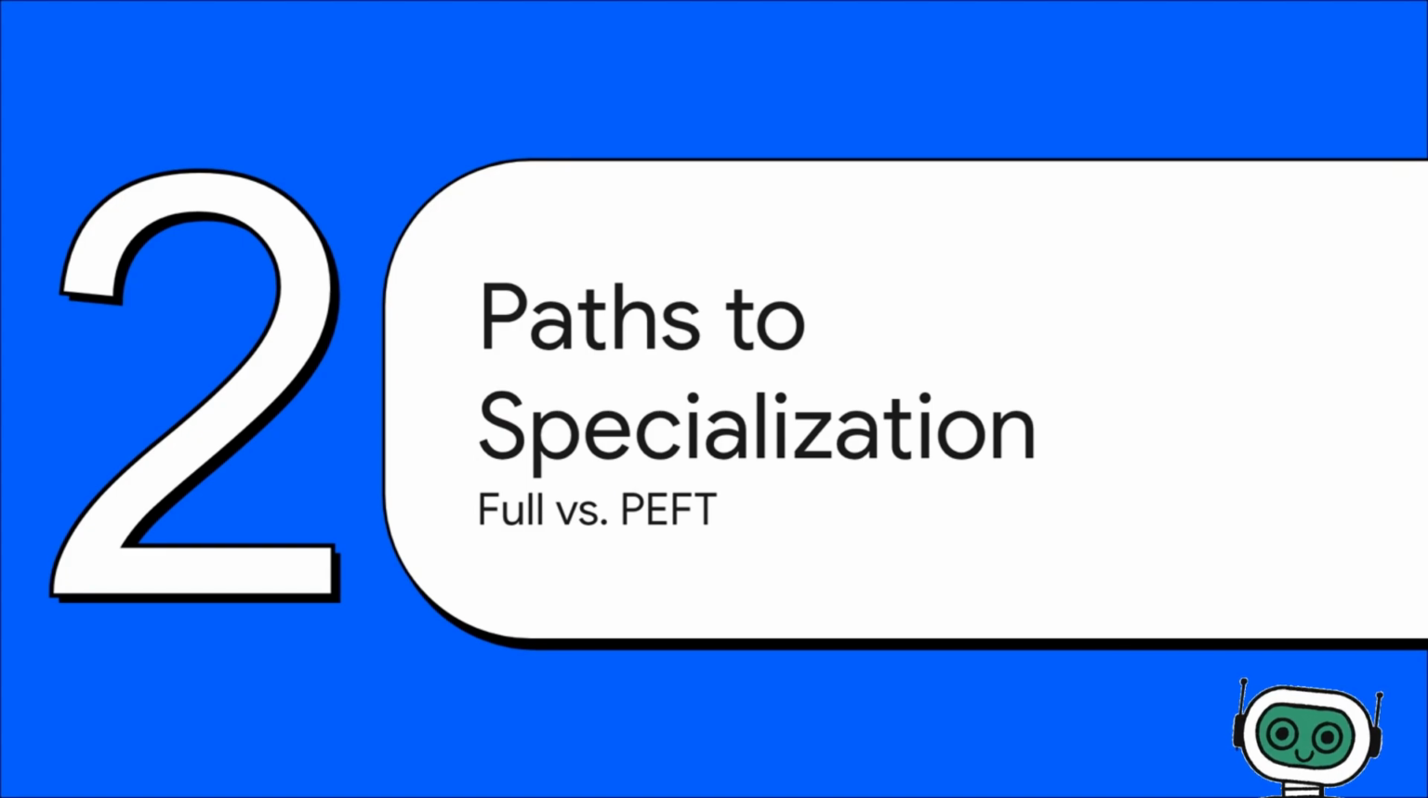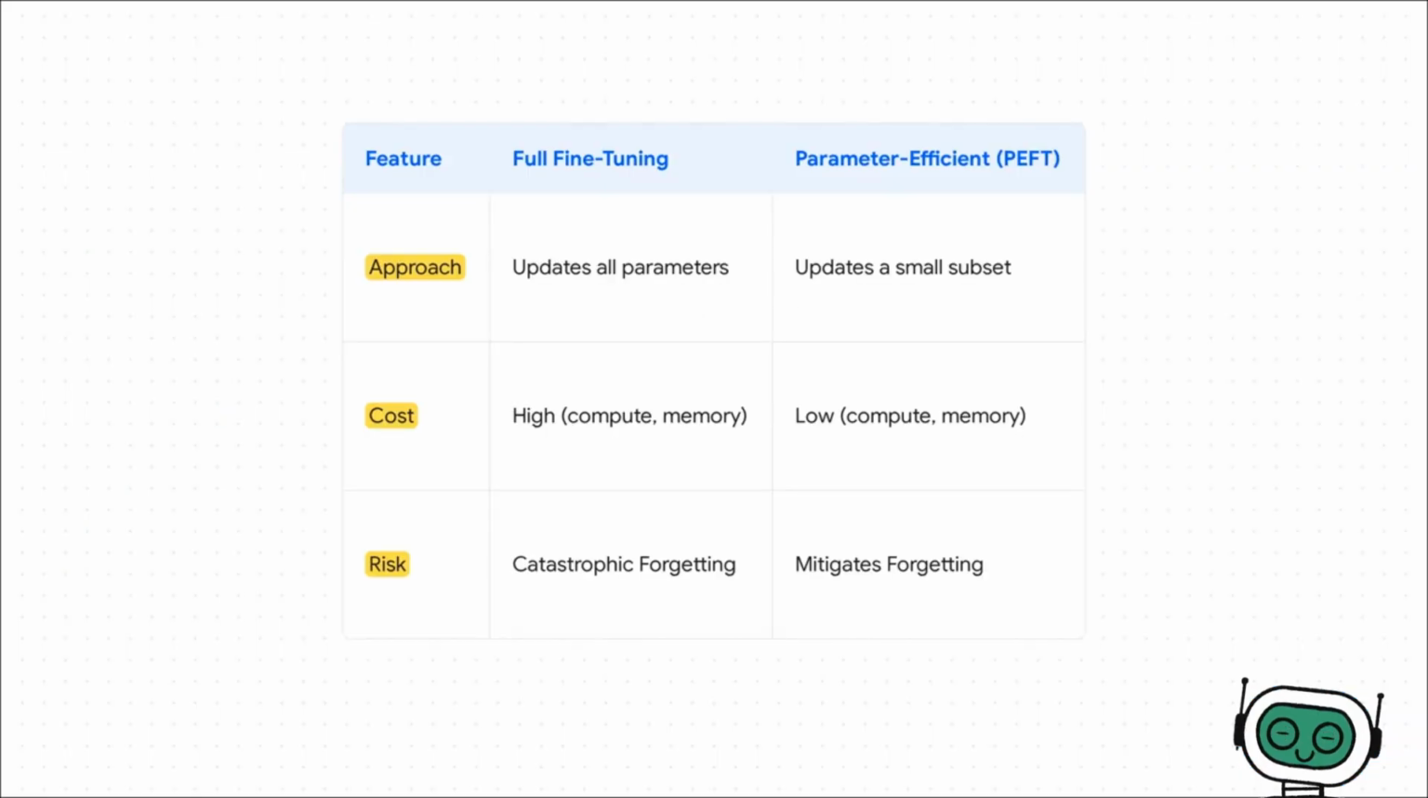So how does this continued training actually work under the hood? Well, there are two main paths you can take to create that specialist. The first path is full fine-tuning. This is the brute force approach. You retrain every single parameter in the model on the new data. It works, but it's computationally expensive, and it risks something called catastrophic forgetting, where the model gets so good at the new task, say analyzing legal documents, that it actually starts to forget how to write a simple poem.